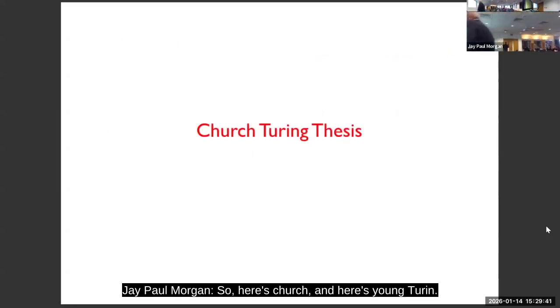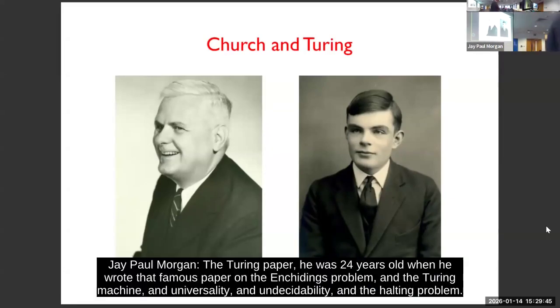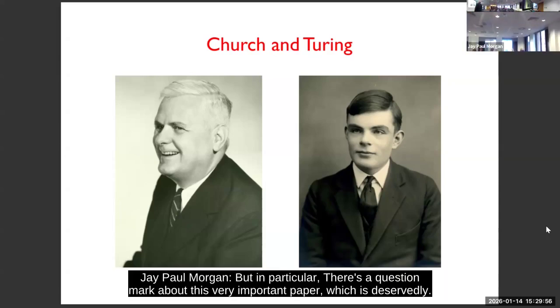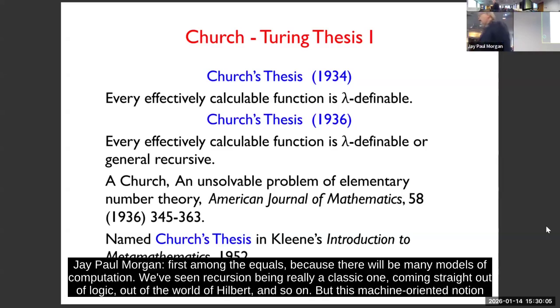So now we get to the Church-Turing thesis. So here's Church, and here's young Turing. And remember, Turing was 24 years old when he wrote that famous paper on the Entscheidungsproblem and the Turing machine and universality and undecidability and the halting problem. But in particular, there's a question mark about this very important paper, which is deservedly first among equals, because there will be many models of computation.